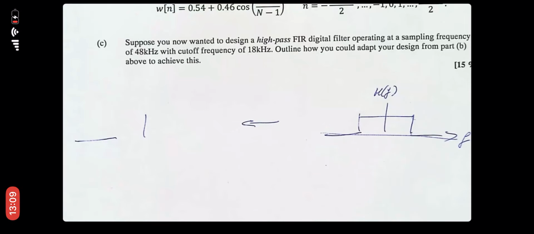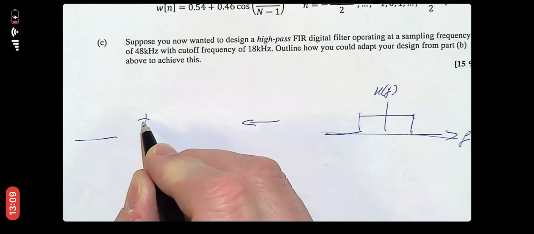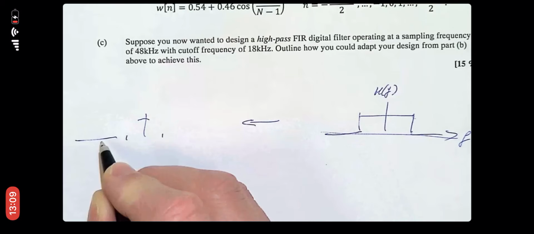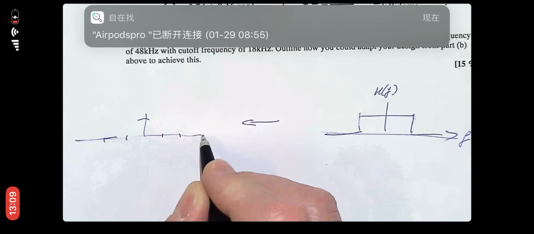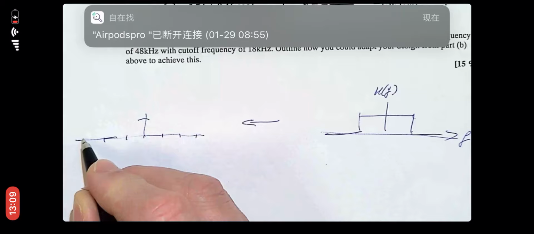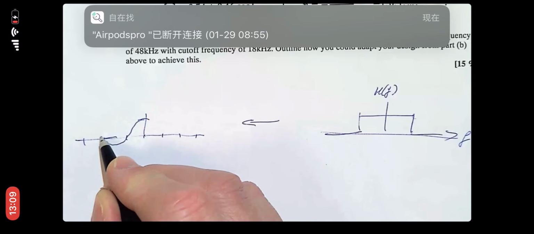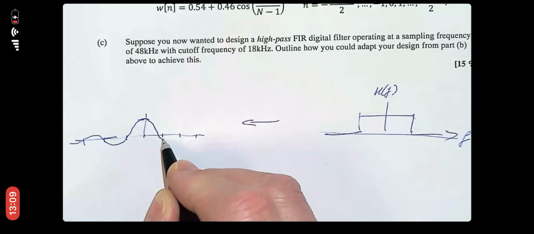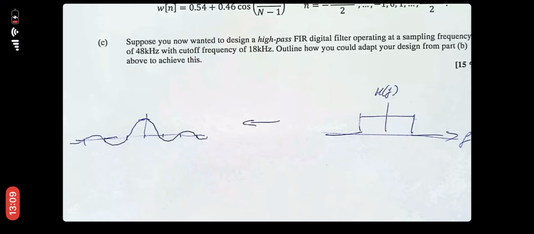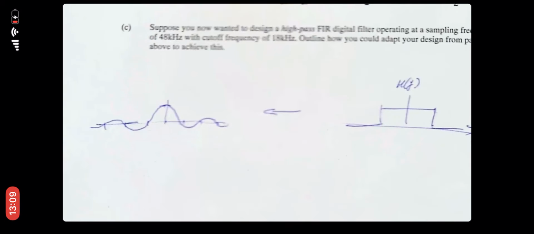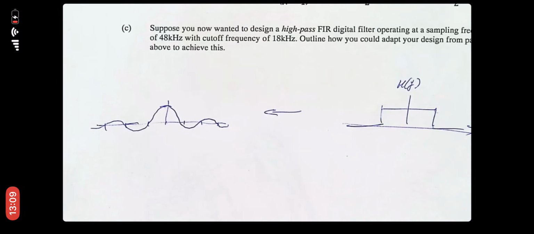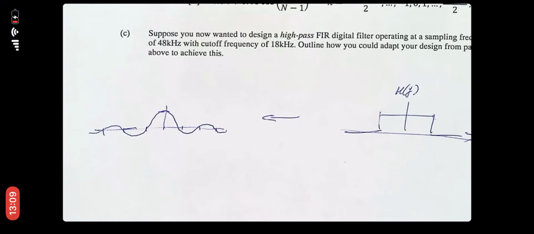It's going to be a sinc function. Yeah, so we're going to have a sin x over x function. As we space these out, it'll be a sin x over x type function like this, which, sure enough, has an infinite impulse response. But then what we're going to do is truncate that and window it. So this is really the main part of this question.